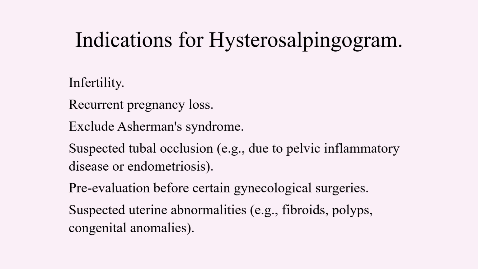In which situations should we do a hysterosalpingogram? This is indicated if there is a condition of infertility, if there is recurrent pregnancy loss, to see the uterine cavity, to exclude Asherman's syndrome, if you suspect tubal occlusion because of a history of pelvic inflammatory disease or endometriosis, as a pre-evaluation before certain gynecological surgeries, and for suspected uterine abnormalities, for example, congenital abnormalities, fibroids, and polyps.